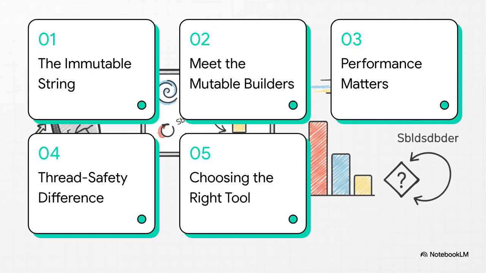Okay, so here's our game plan. We're going to start by peeling back the curtain on the regular old String class to find a hidden characteristic. Then, we'll meet its more flexible cousins. After that, we'll put them head-to-head on performance and this thing called thread safety. By the end, you'll know exactly which one to reach for in any situation.